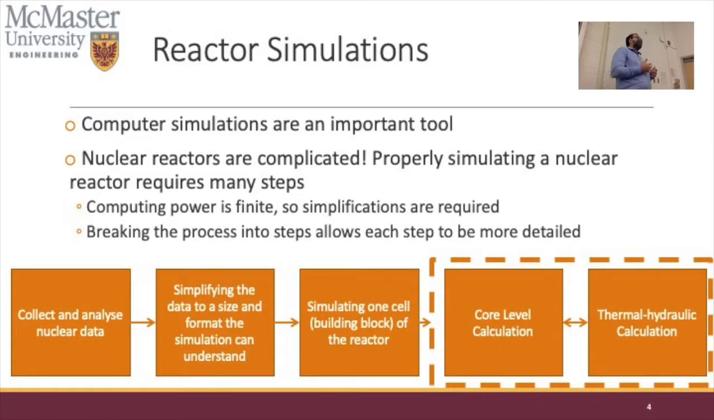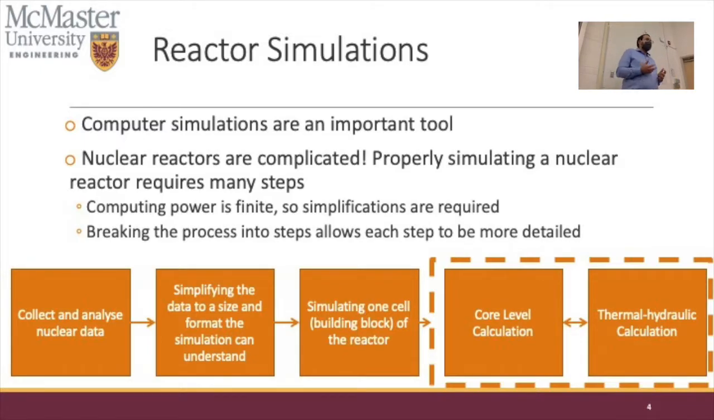One of the main challenges is that computational power is finite, so we have to find ways to simplify the model so that we can simulate it with the available resources. One of the ways that we can do that is by breaking the process into a series of steps. And what that does is it allows each individual step to be more detailed than it could be if we had to do all of this as one single simulation. So I've got an example of some of the steps here on the slide.